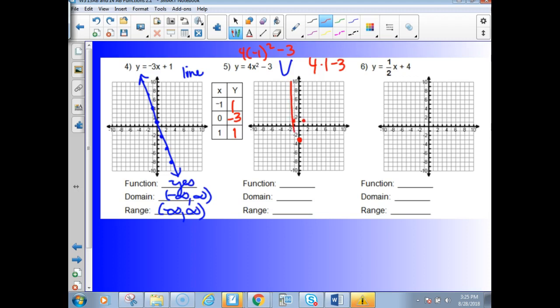It's another U because it's squared. They are all functions, the ones that are the U's, parabolas. And the range you have to watch out for. So this one got to the lowest point of -3, which is included in the range up to infinity.